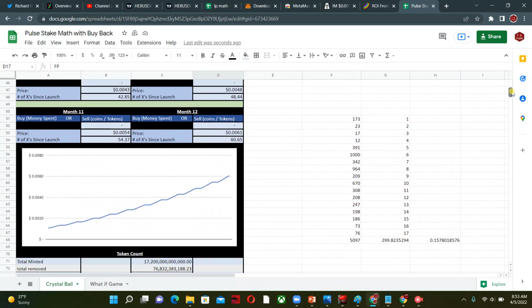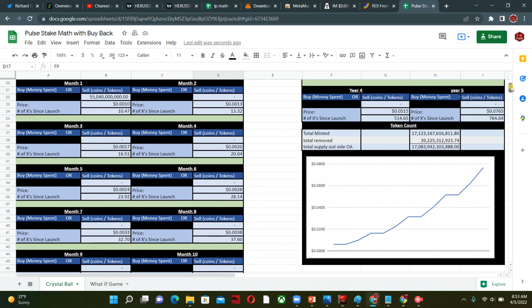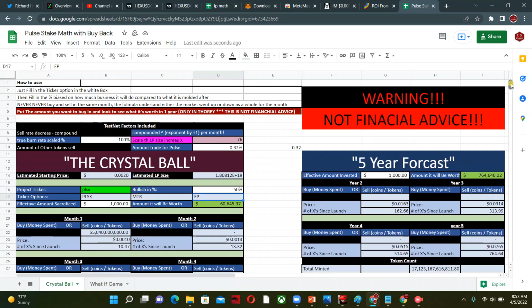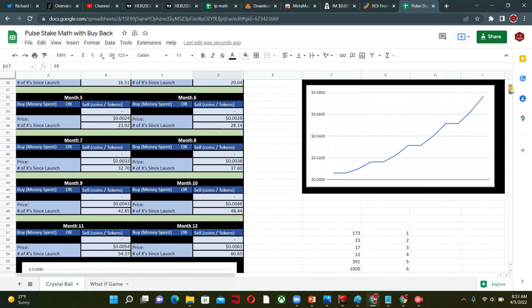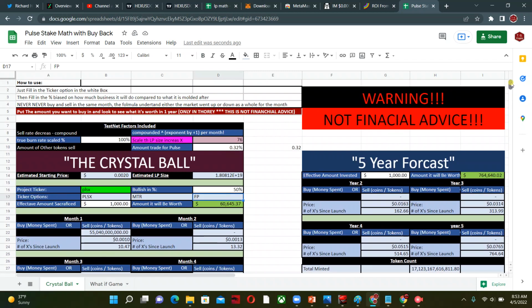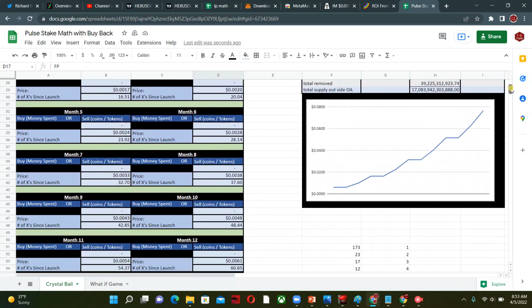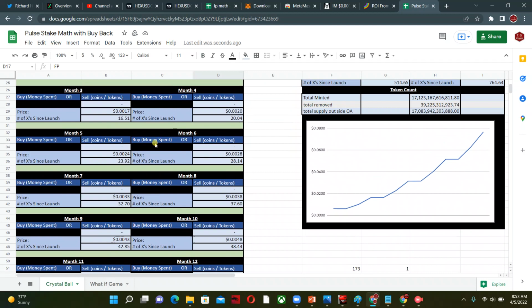Yes, liquidity can be increased. Liquidity can be decreased. This would change how the buyback and burn functions. These are with average numbers. From day to day, there'll be more business or less business. This can change how the buyback and burn will function. So as you can see in just the crystal ball section, I have it broken into months. Month 5, month 6, and years, and then year 1, year 2. And I take a snapshot of what the price is and how many X's it's been since launch.